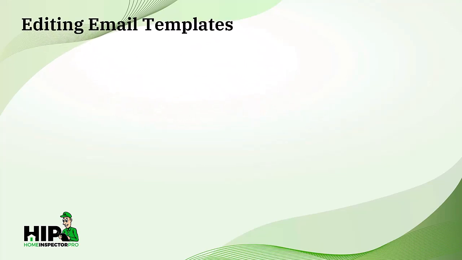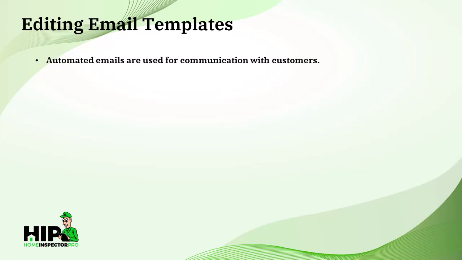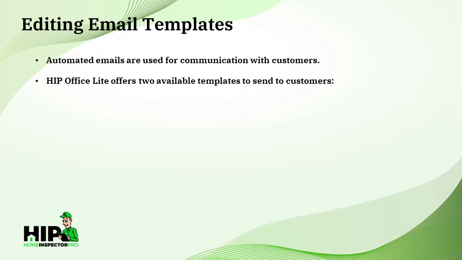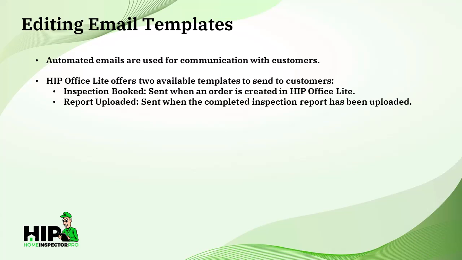Welcome. This tutorial covers the use of automated emails and editing the email templates as part of your HIP Office Lite system. The HIP Office Lite, like the full HIP Office system, uses automated emails to communicate with your customers about different actions as part of your inspection. The HIP Office Lite system is limited to only 2 email templates. These templates are for when an inspection is created and when a report is delivered after the inspection.